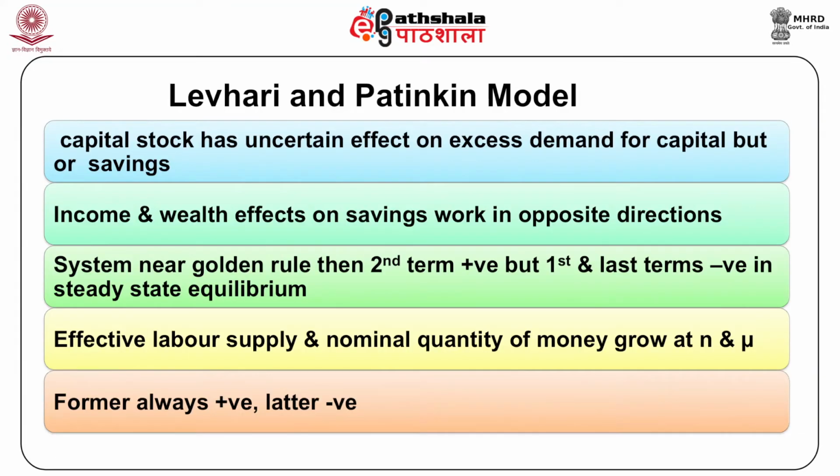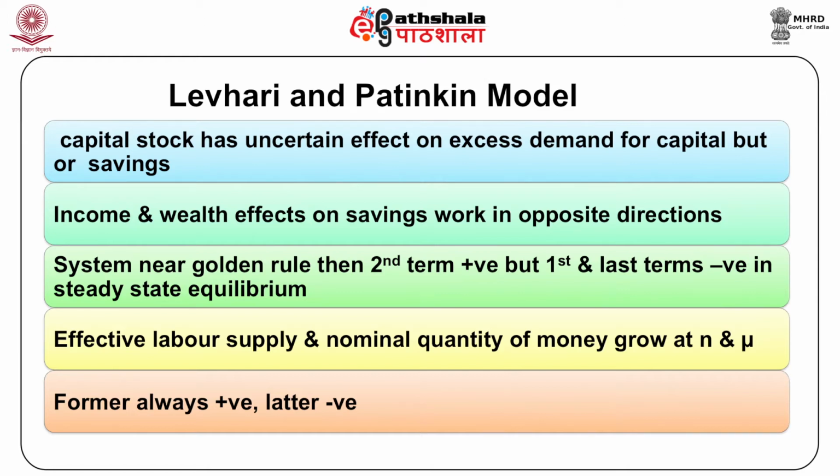An increase in capital stock has an uncertain effect on excess demand for capital, but may either increase or decrease savings, since the income and wealth effects on savings work in opposite directions. If the system is near the golden rule, then the second term is positive, but the first and the last terms are unambiguously negative.